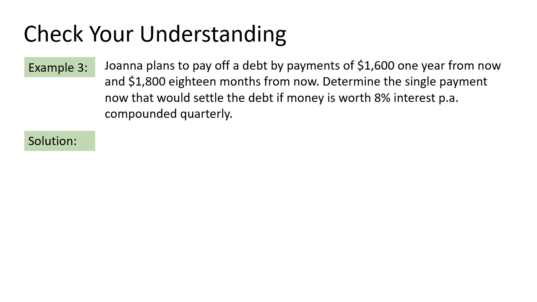Joanna plans to pay off a debt by payments of $1,600 1 year from now and $1,800 18 months from now. Determine the single payment now that would settle the debt if money is worth 8% interest per annum, compounded quarterly. So again, going to start with a graph. So we're here, okay? I'm going to call it year 0. And we don't know what the payment is now. But what we do know is that Joanna's looking at paying off a debt with 2 other payments. Her first payment is 1 year from now, so year 1.